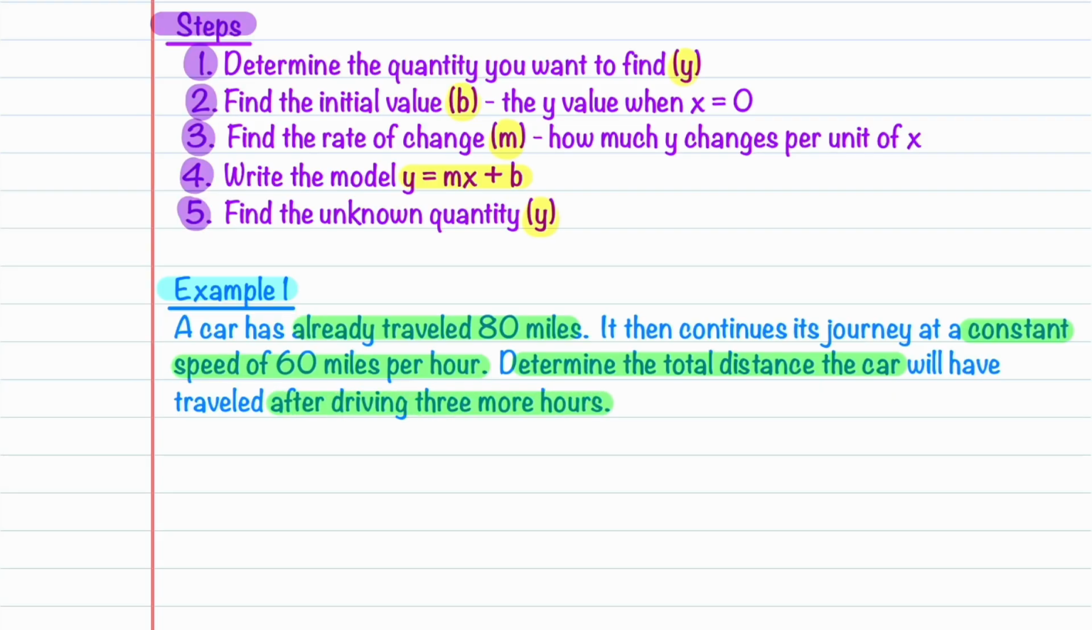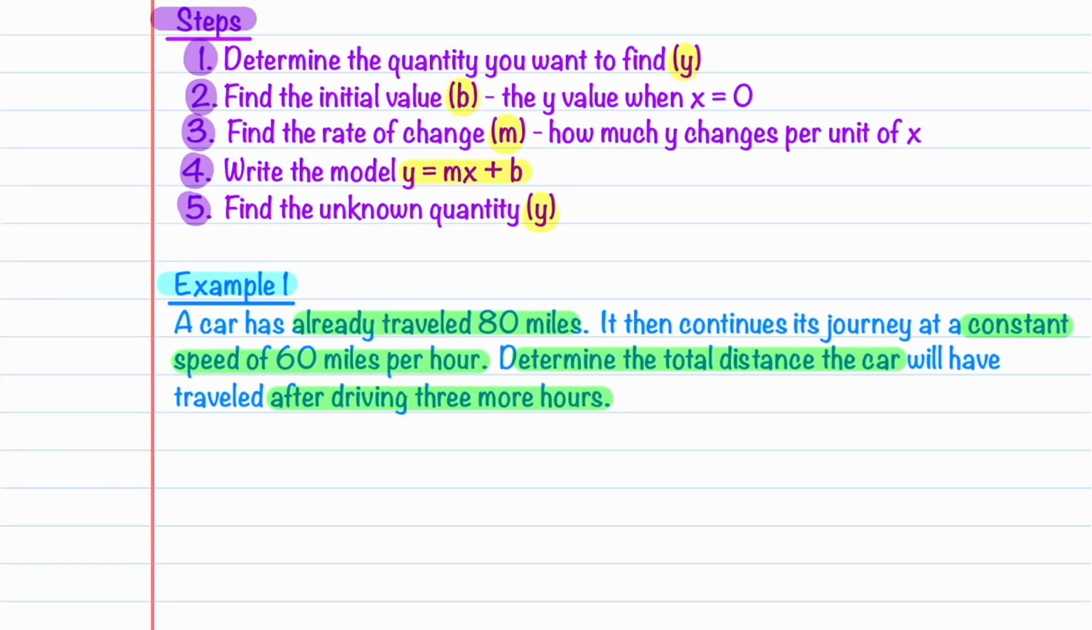The first thing you want to do when you look at a problem like this is to see what type of rate of change you are working with. In this problem, it says that our car is traveling at a constant speed, which means it's a constant rate of change. And that means that we can use our linear model. So I'm just going to write down we have a constant speed.